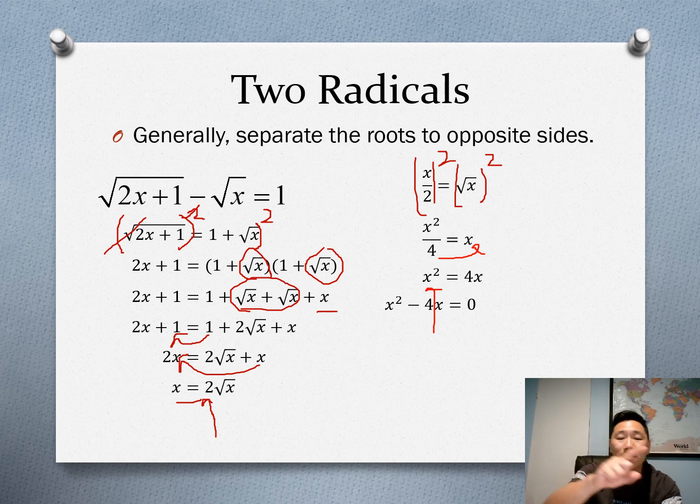So it seems like this problem is bringing stuff over and then bringing it back over and then bringing it this way and then bringing it that way. So there's a lot of just going back and forth. But yes, that does happen.